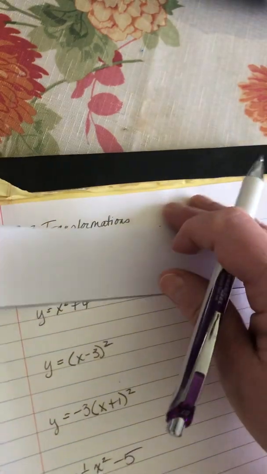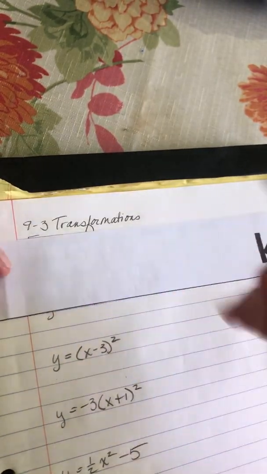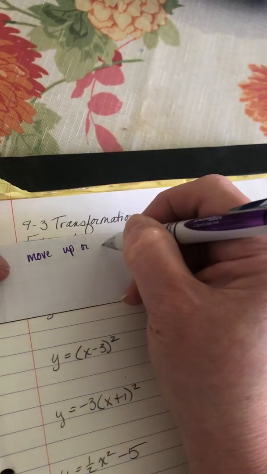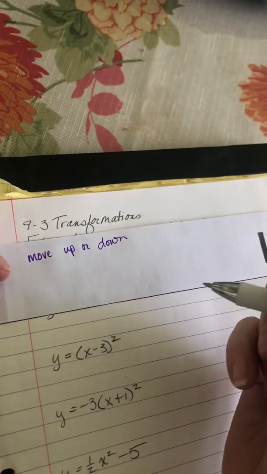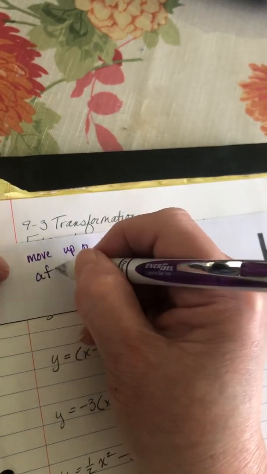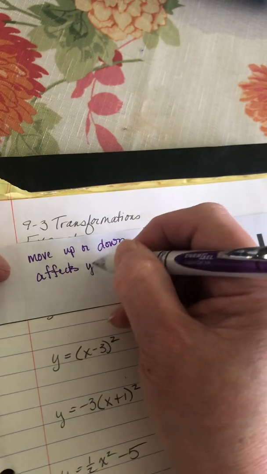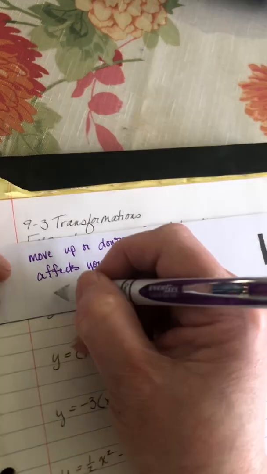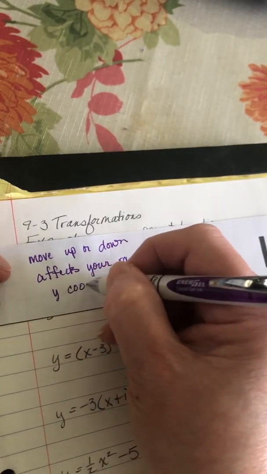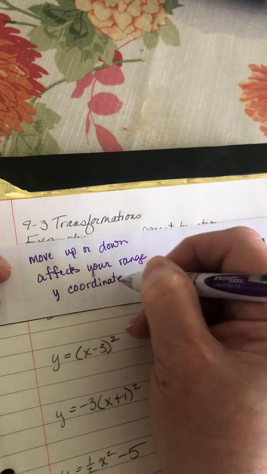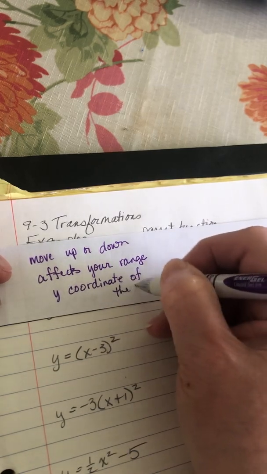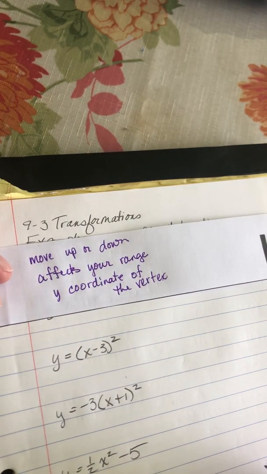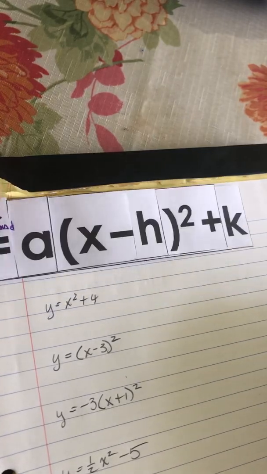And then last but not least, we've got K. K tells you that you're going to move up or down. This affects your range. Do you know why? Because it's the y coordinate of the vertex. That's why they call this vertex form. Okay, so you've got the little foldable.